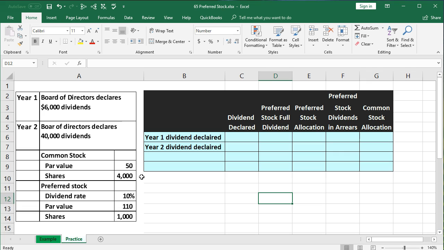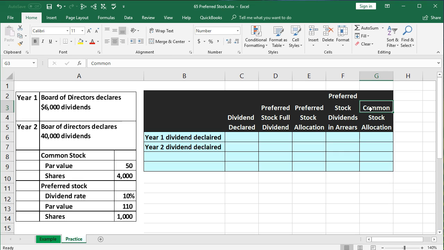Now, these types of problems are really difficult without setting up a table or a worksheet to figure out how you're going to do this. So I would set up a table like this every time and then work through a problem like this. So we've got the dividends declared, how much was actually declared for dividends in each year. Then we're going to break it out between the preferred dividends and the common dividends.